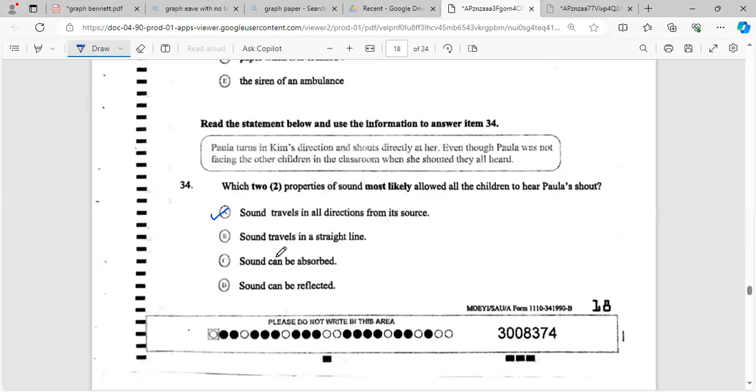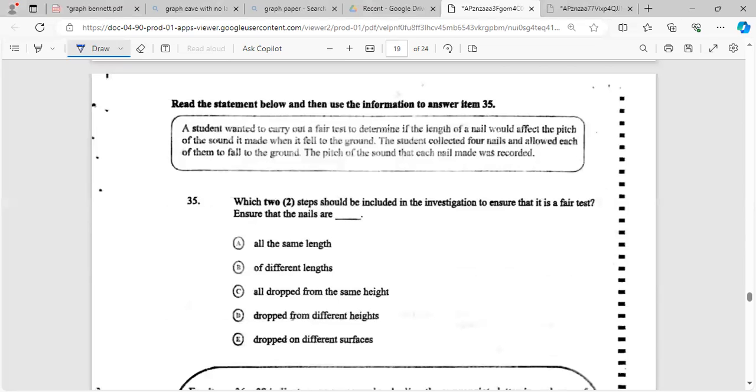Alright. For 34, sounds travel in a straight line. No. Sounds can be absorbed, sounds can be reflected. I'm gonna say D. So I'm gonna go with A and D for that one. Let's move on to 35.